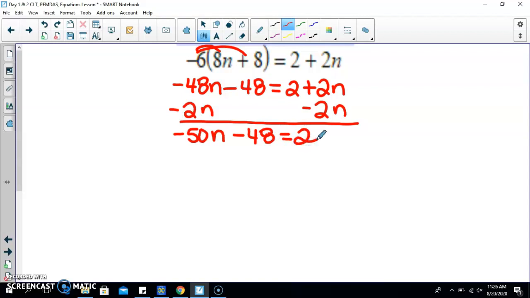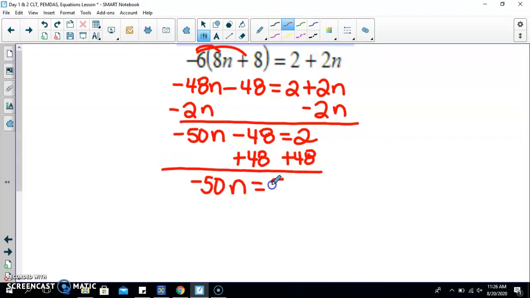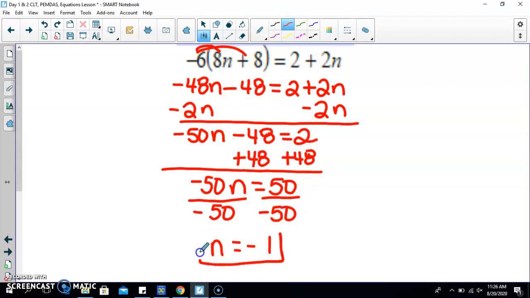Back to your basic two-step equation. You're adding 48 to both sides. Negative 50n is equal to 50. Divide by negative 50. And we're left with n equal to negative 1. Remember, a positive divided by a negative is a negative.